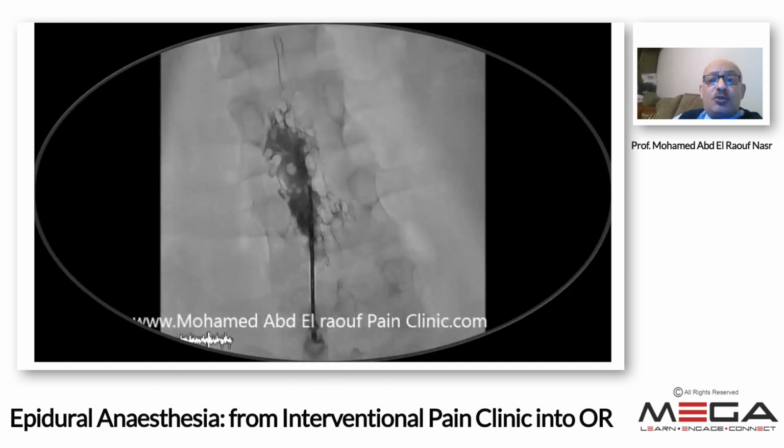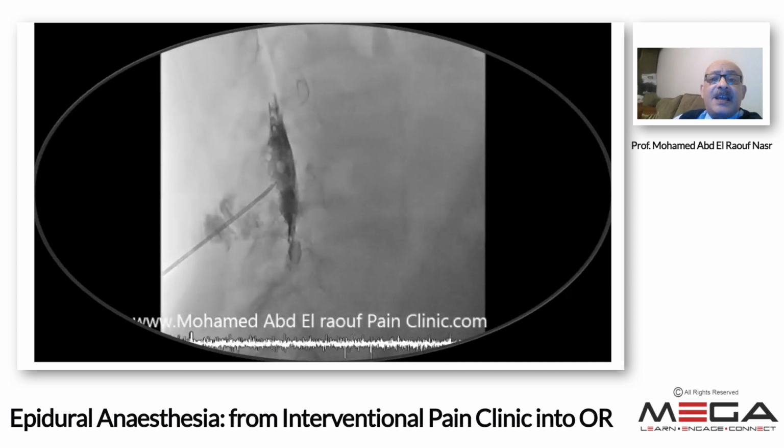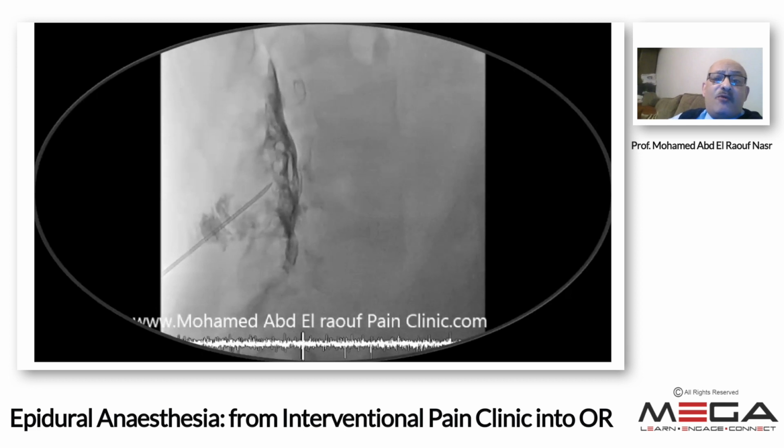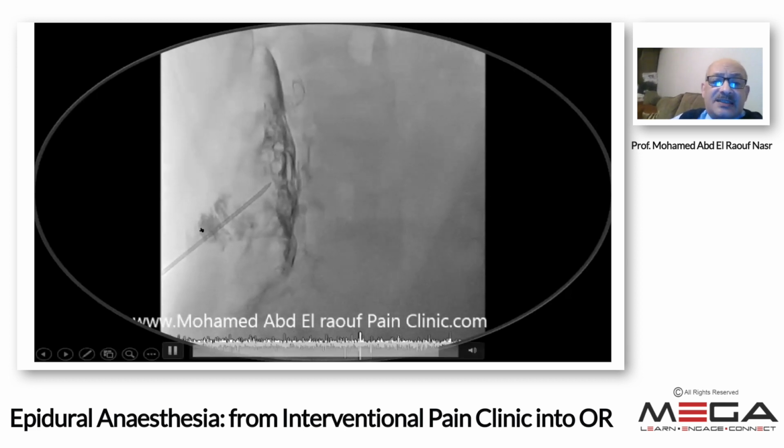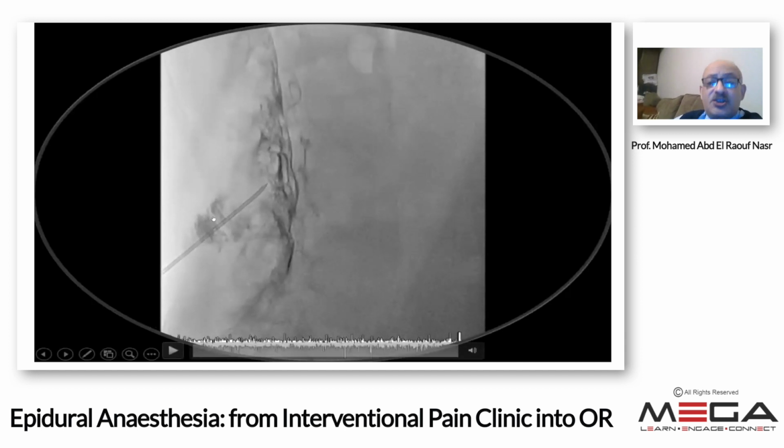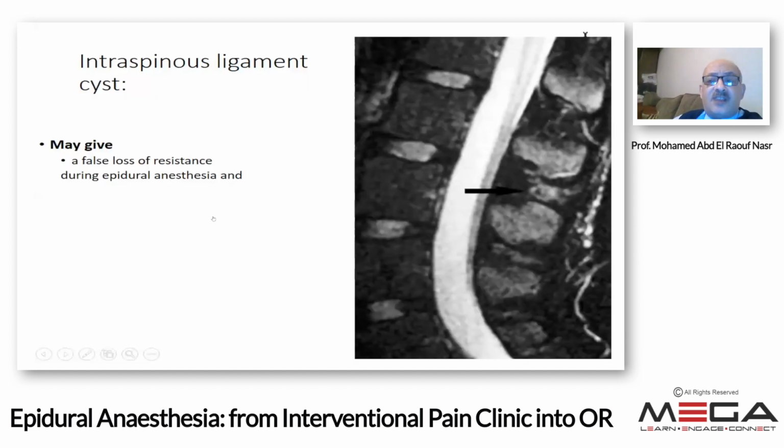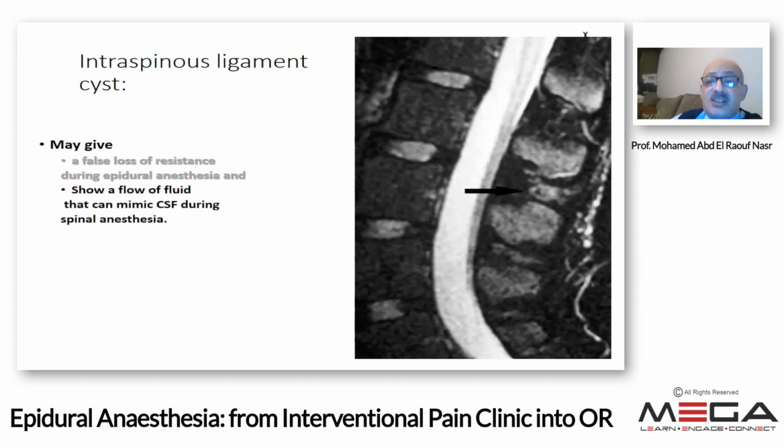On the AP view, you see the dye in the epidural space. Then we inject our steroids at the end. While I am removing my needle, I re-inject some local anesthetic opposite to the cyst, and these patients were completely relieved after the intervention. So this cyst might give us a false loss of resistance during blind epidural anesthesia. More seriously, if you are doing spinal anesthesia, you might get clear fluid coming from it. And it's a very common scenario.